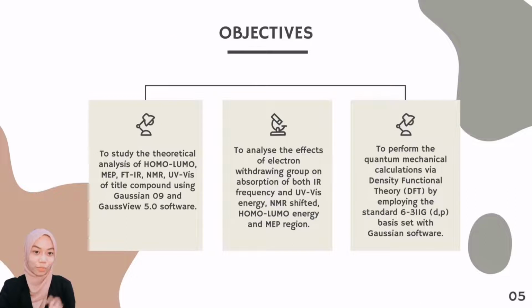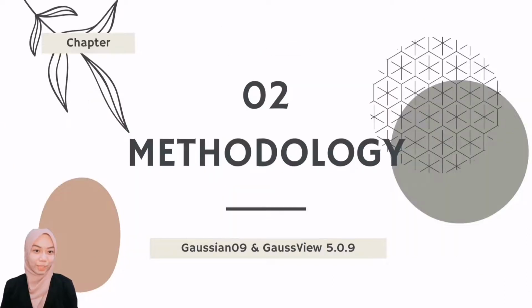This research consists of three main objectives, which are to study the theoretical analysis of HOMO-LUMO, MEP, FTIR, NMR, and UV-Vis of the molecule, besides to analyze the effects of electron withdrawing groups on absorption on both IR frequency and UV-Vis energy, NMR shift, HOMO-LUMO energy and MEP region. And lastly, to perform the quantum mechanical calculations via DFT by employing the standard 6-311G basis set with the Gaussian 09 software. Next, for the methodology part.